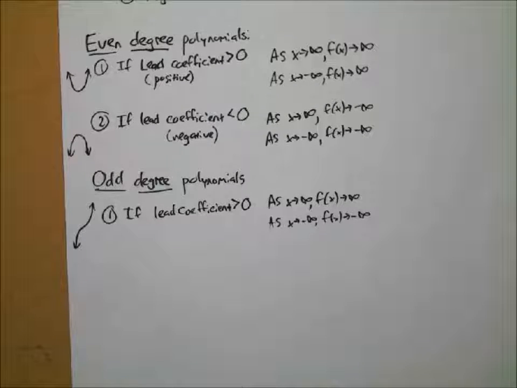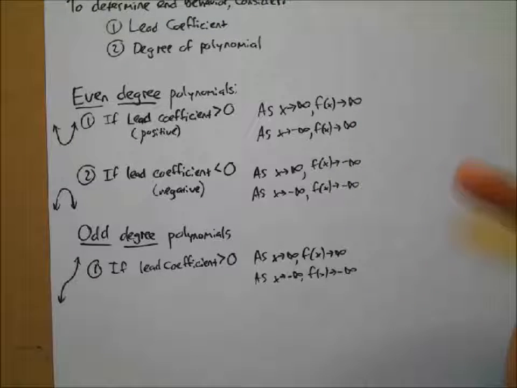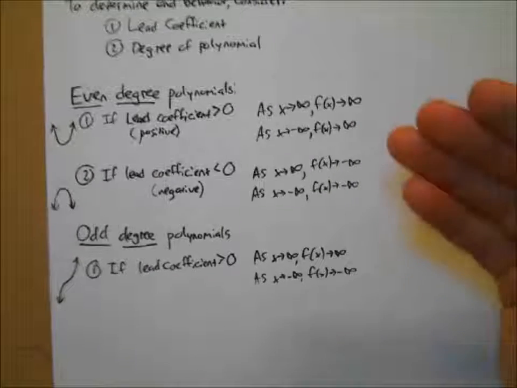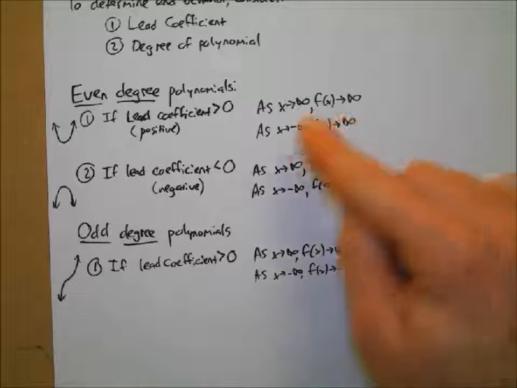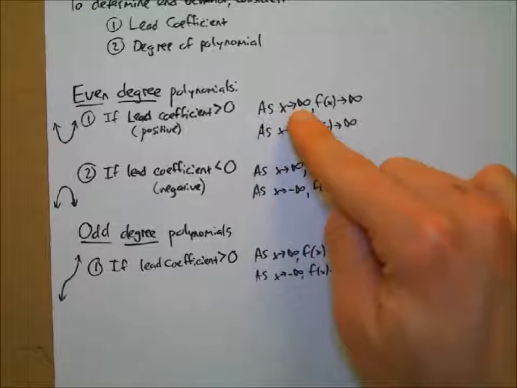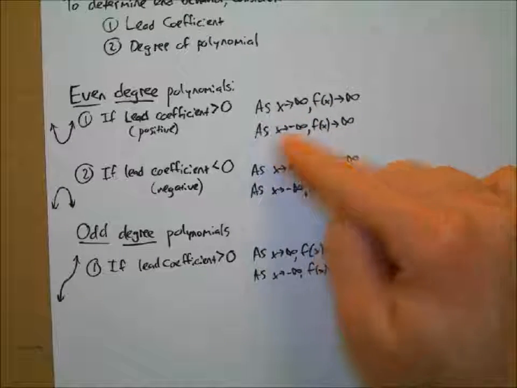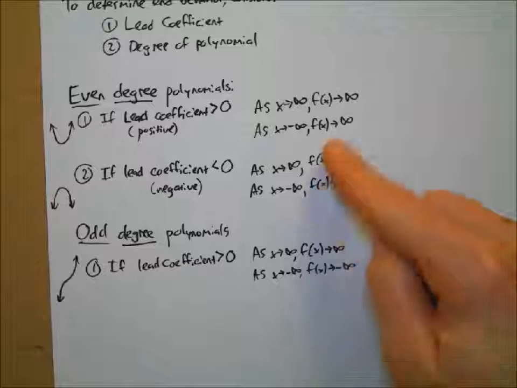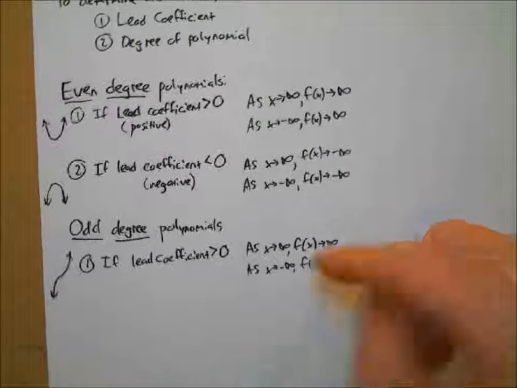When you are writing these down, the only part that you really have to think about, or the only part that will change, are these infinities here at the end. All of these start with as x approaches infinity, as x approaches negative infinity, f of x approaches. It's what changes here at the end, whether it approaches positive or negative infinity, for these polynomial functions. That's all.